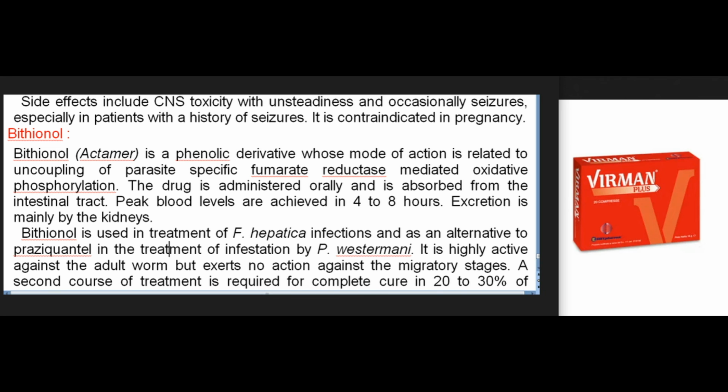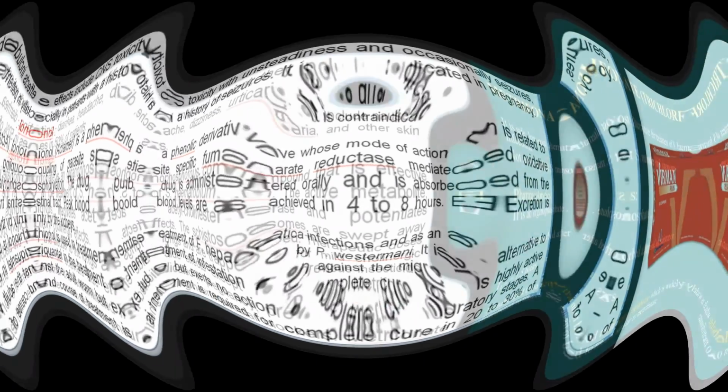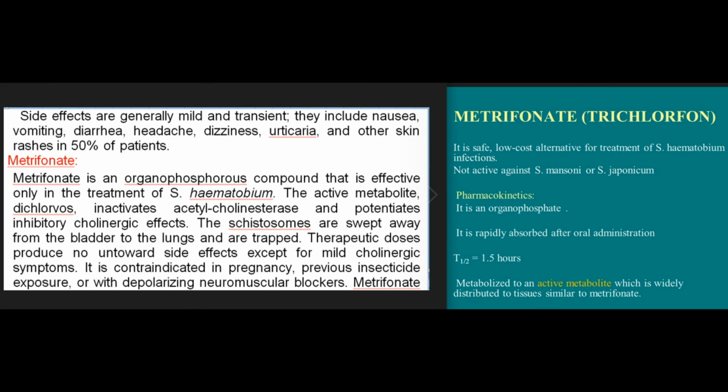Bithionol is used in treatment of F. hepatica infections and as an alternative to praziquantel in the treatment of infestation by P. westermani. It is highly active against the adult worm but exerts no action against the migratory stages. A second course of treatment is required for complete cure in 20 to 30% of patients. Side effects are generally mild and transient. They include nausea, vomiting, diarrhea, headache, dizziness, urticaria, and other skin rashes in 50% of patients.